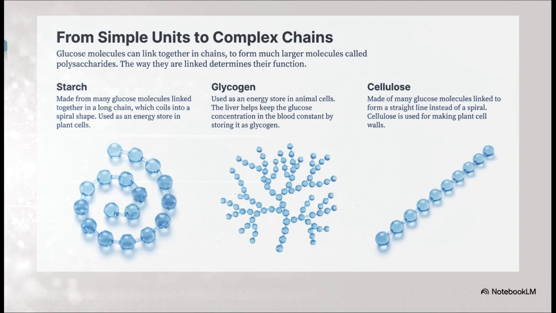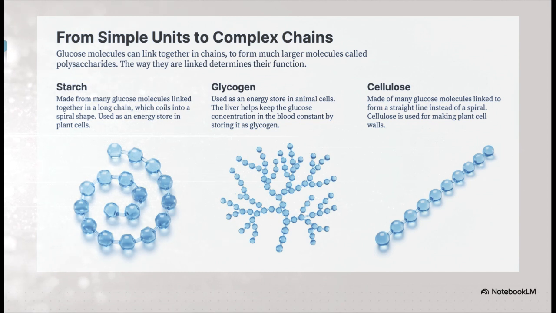Simple little glucose units can be linked together, kind of like beads on a string, to form these huge molecules called polysaccharides. When they link up into a spiral, you get starch. That's how plants store their energy. When it's a branch chain, it's glycogen. That's how we animals store it. And when they form these strong, straight chains, you get cellulose, the tough stuff that makes up plant cell walls.